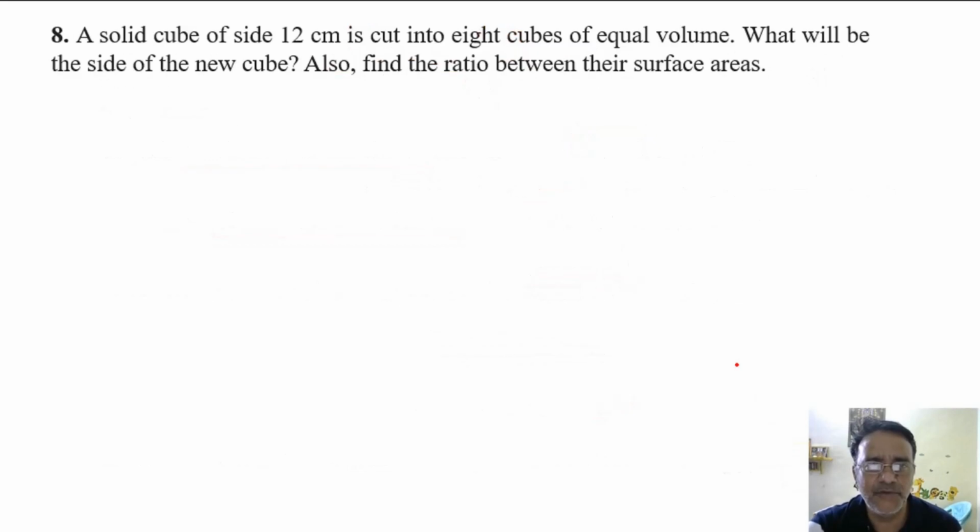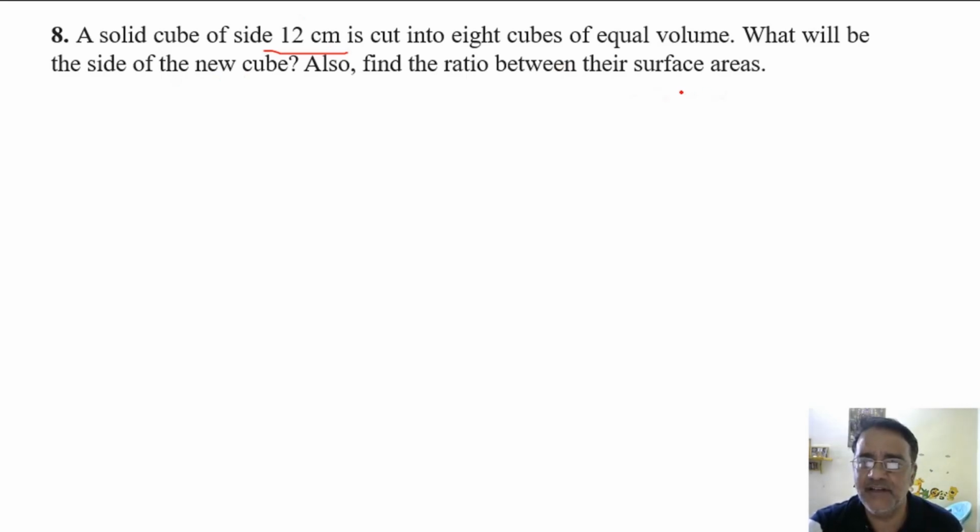Now, sir, we'll move towards question number 8. This is also a very good question. A solid cube of side 12 centimeter is cut into 8 cubes of equal volume. What will be the side of the new cube? Somebody's mic is on, check. A solid cube of side 12 centimeter, a big cube, and we are cutting it into 8 small cubes of equal volume. So what will be the side of the new cube?